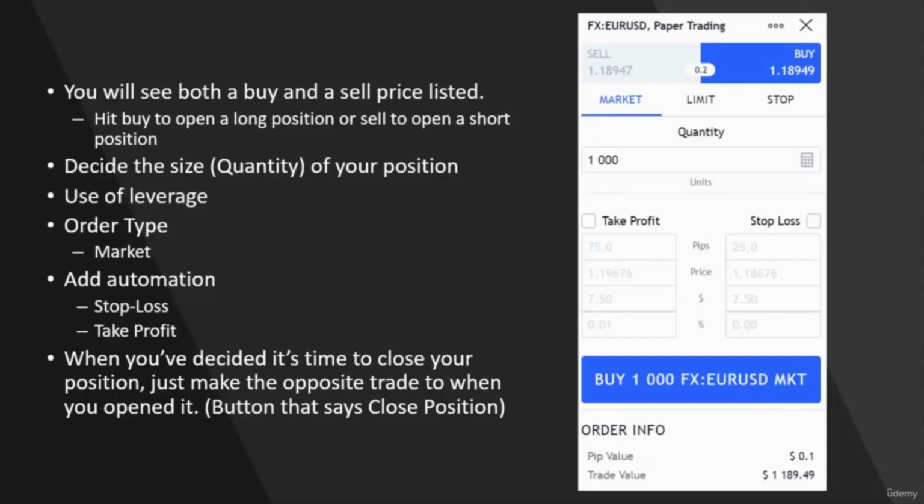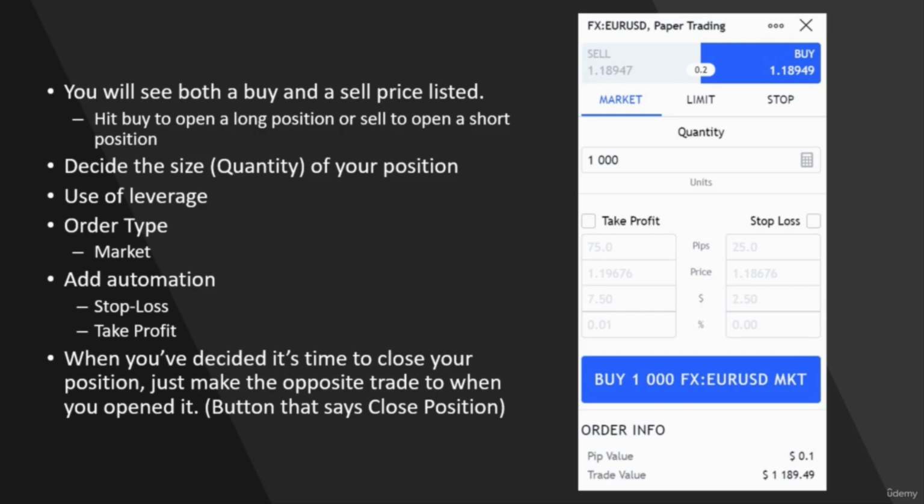So what you'll see, as we know, is with the spread, you'll see a buy and sell price listed. Depending on your broker, how they do it, but it might say bid, ask. But the idea is you're going to see a buy and sell. And then, of course, you hit the buy button for a long position to buy, or sell, open a short position, hit the sell button.